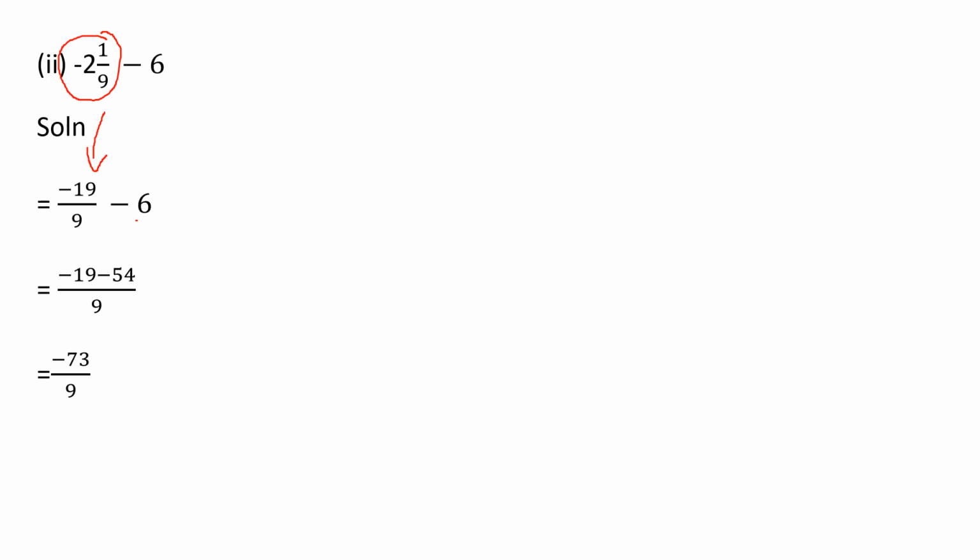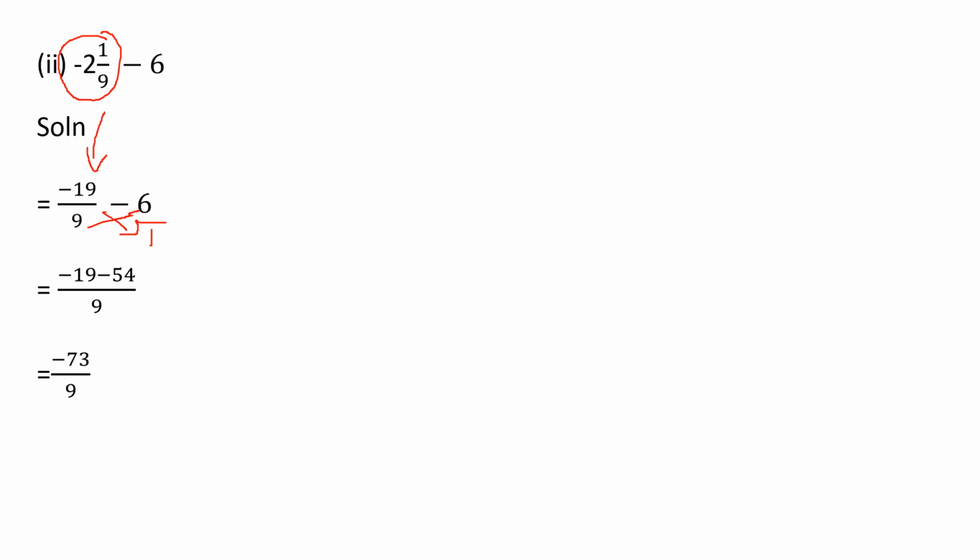So here 6 means the denominator is 1, right? So 9 and 1, LCM is 9, right? So minus 19 by 9, cross multiply. That is easy. Cross multiply. So 19 into 1, 19. 6 nines are 54. So don't forget the symbol. So minus 19 minus 54.